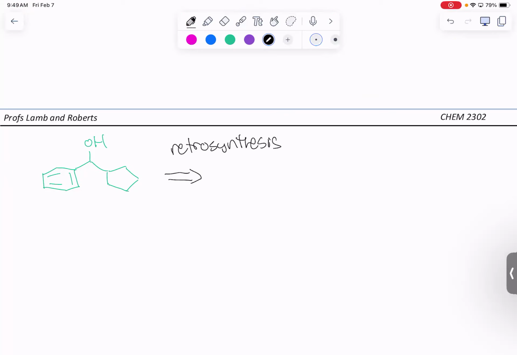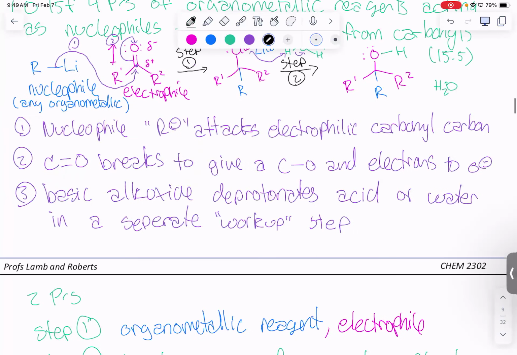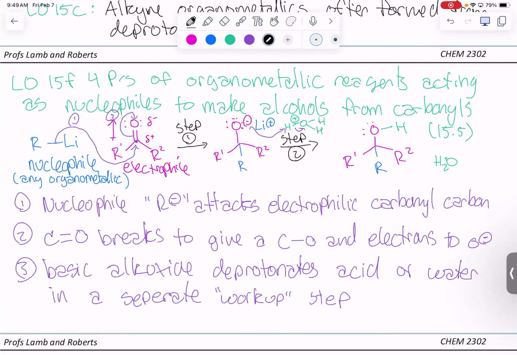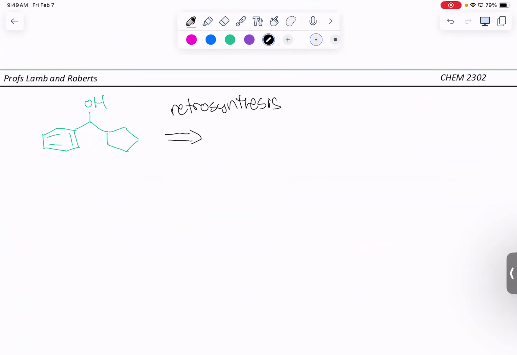All right, well, let's take a look at our learning objective. It says we can use organometallic reagents acting as nucleophiles to make alcohols from carbonyls. Well, this looks like an alcohol to me, so I think we could probably use this particular learning objective in order to make this molecule. So we know we're going to make an alcohol. We're going to break this bond here, and we're going to turn that into, as our learning objective said, an organometallic reagent.